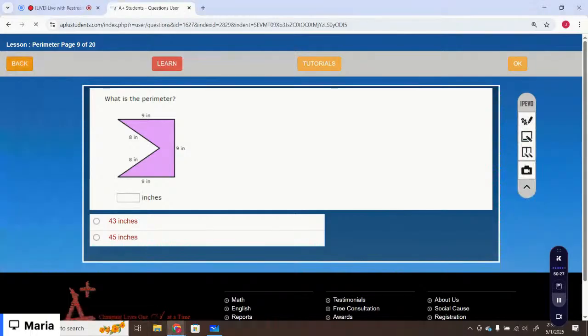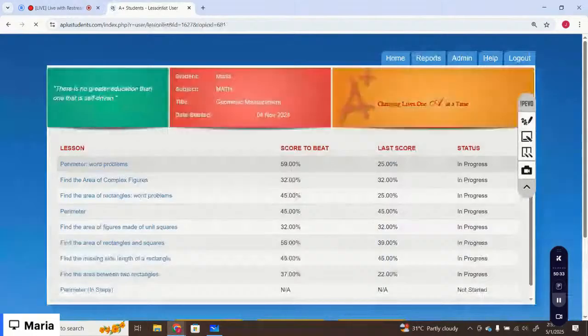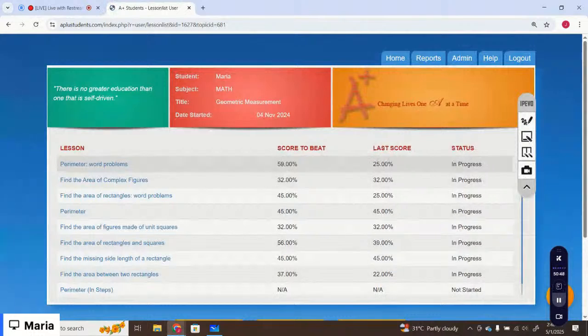So we were working on grade 3 math. The chapter we were working on is geometric measurement. We have covered today perimeter word problems, find the area of complex figures, find the area of rectangles word problems, and perimeter. Please make sure before the next session you complete all the practice questions for the lessons we just did. That is your homework until next session.